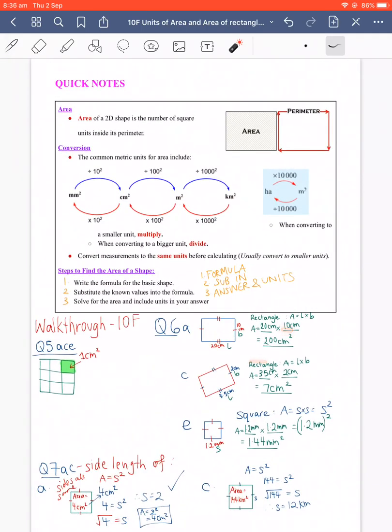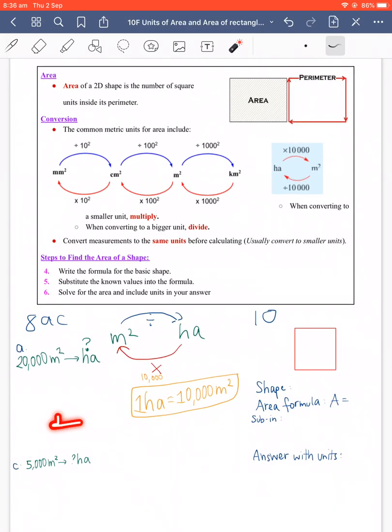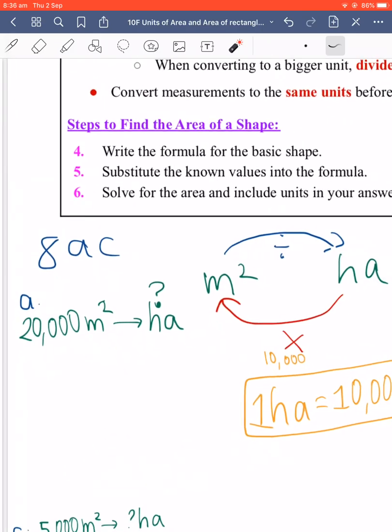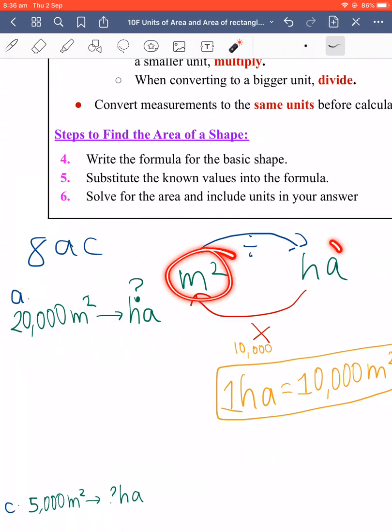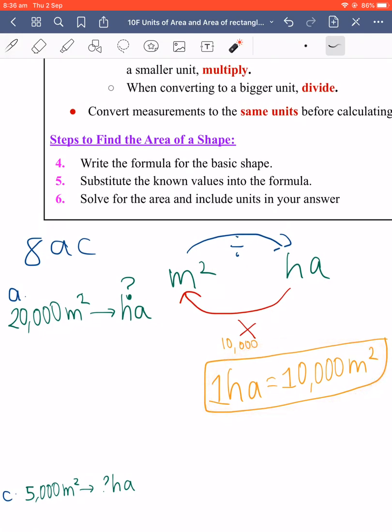Next one, hopping over to the next page. So question 8, you are changing between two units of measurement. We have meters squared and hectares. So essentially 1 hectare is 10,000 meters squared. Okay, so we have to convert first of all from meters squared to hectares.